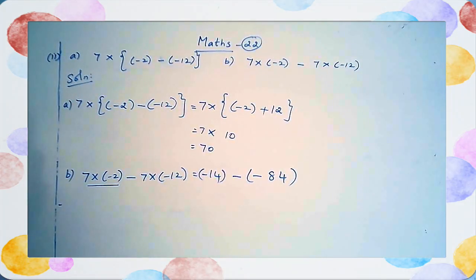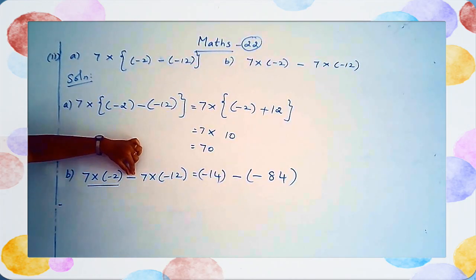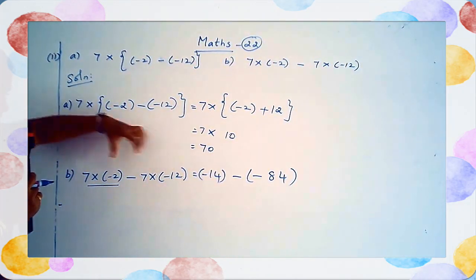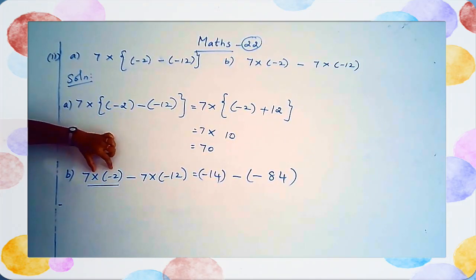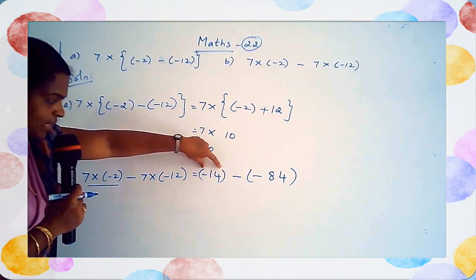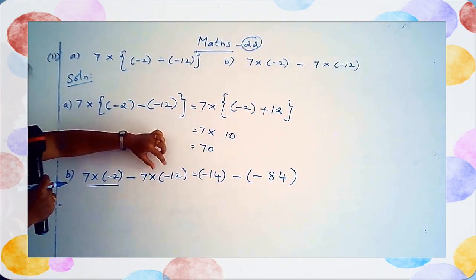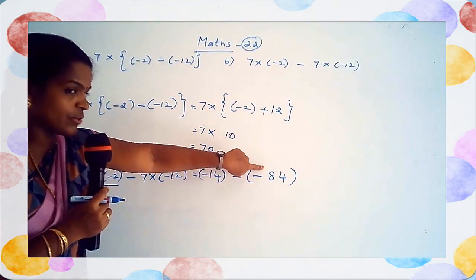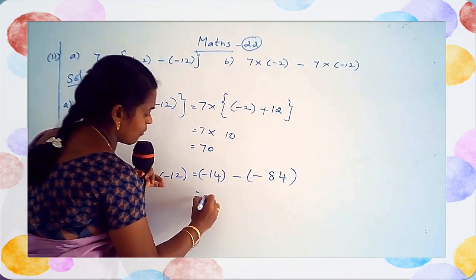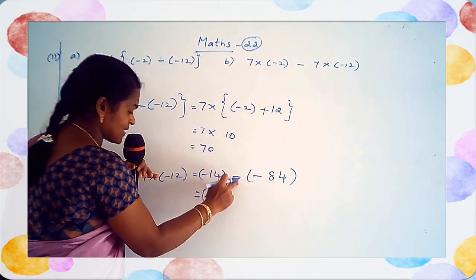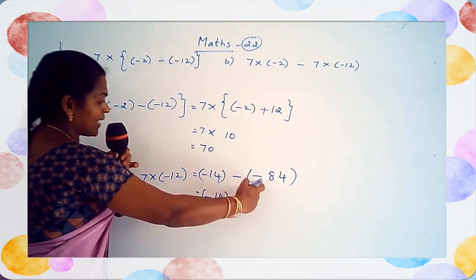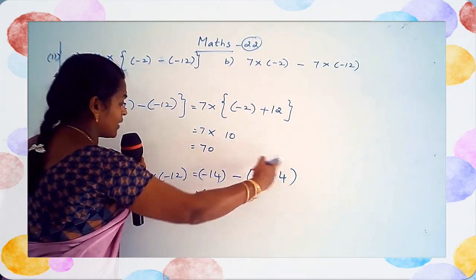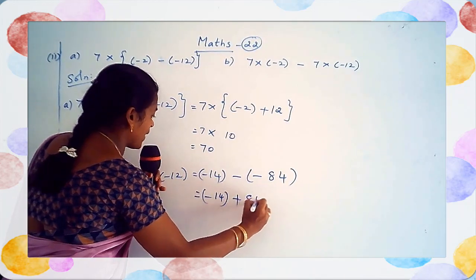Okay, children, listen carefully. Your question B part is 7 into minus 2 minus 7 into minus 12. First of all, we have to find the value of 7 into minus 2. So the value of 7 into minus 2 is minus 14. Next to find the value of 7 into minus 12. So the value of 7 into minus 12 is minus 84. Clear? Now minus 14, minus sign is there. So minus sign into plus. That time we put the additive inverse. So the additive inverse of minus 84 is plus 84.